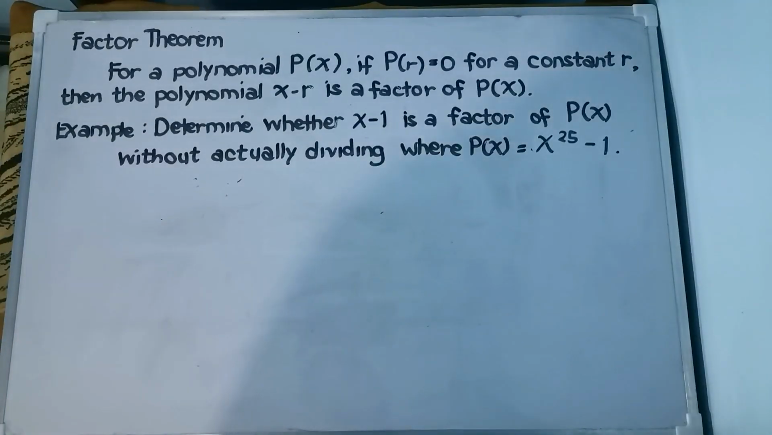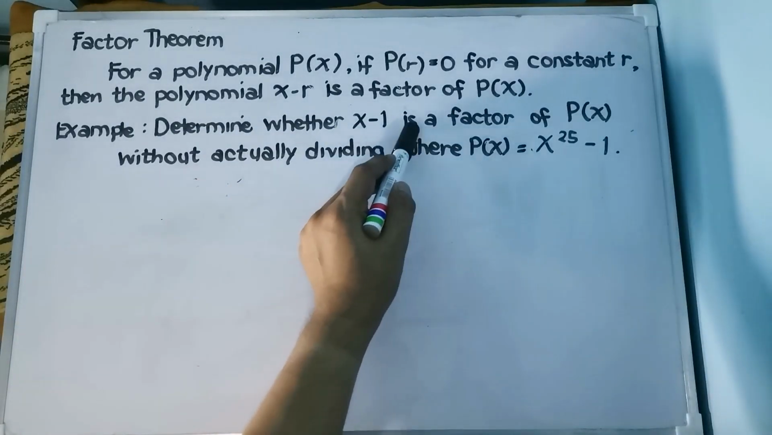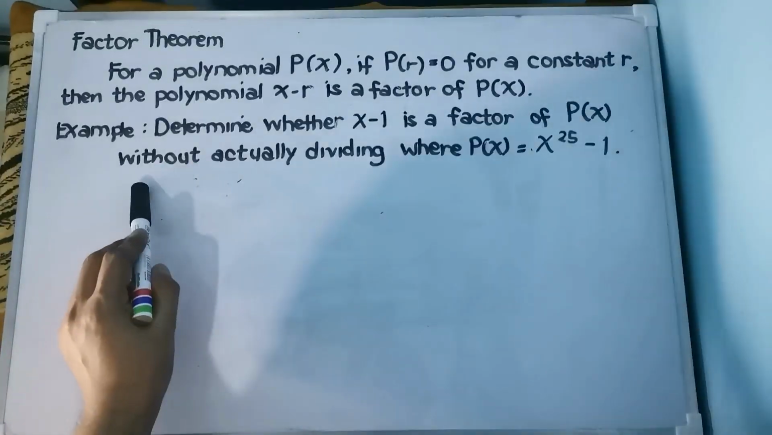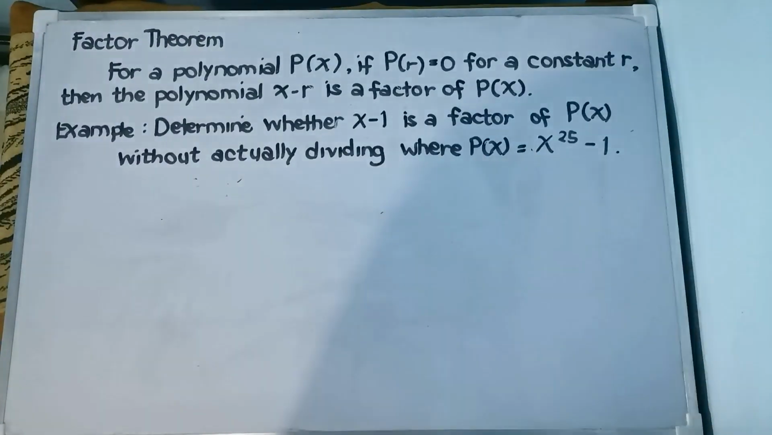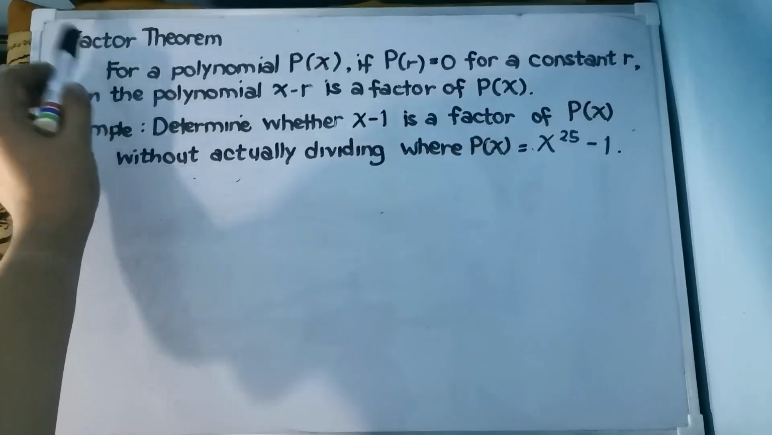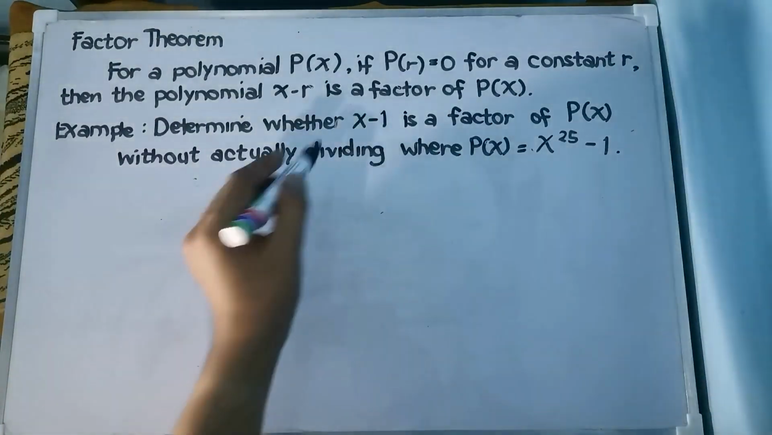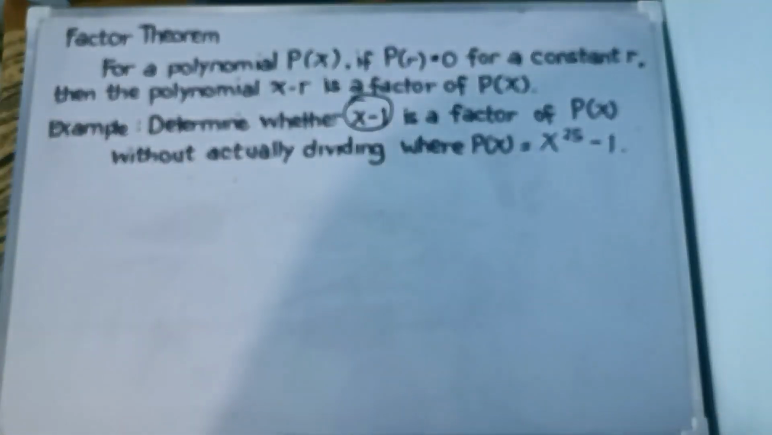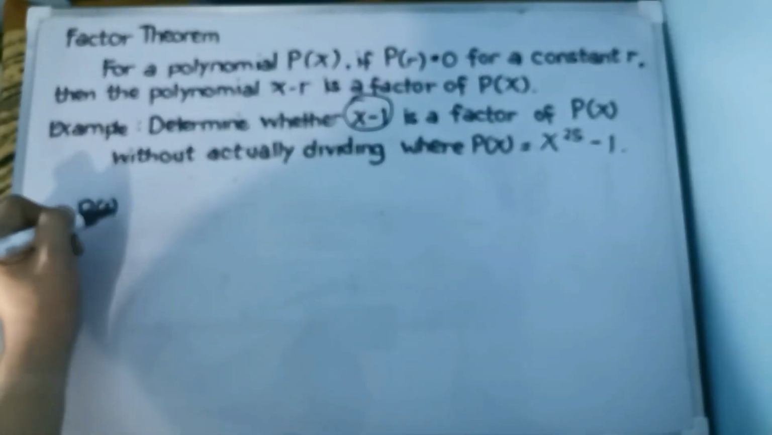So, our next example is quite easy. So, we're going to determine whether x minus 1 is a factor of p of x without actually dividing, where p of x equals x to the 25th minus 1. So, we are going to apply again the factor theorem. So, kapag ang remainder ay 0, so therefore, this x minus 1 is a factor of p of x. So, we are going to use p of positive 1.